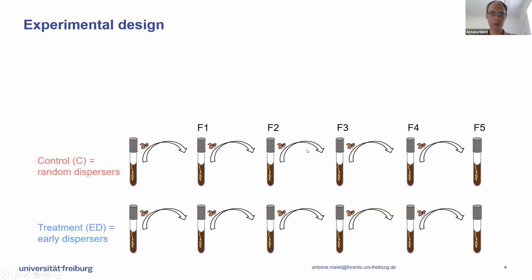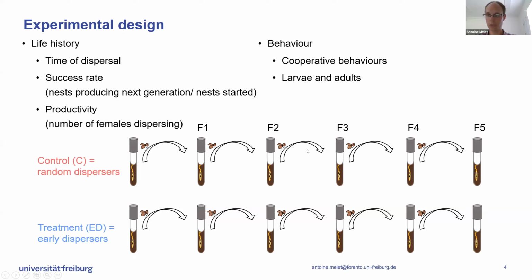From these different groups, I recorded the time of dispersal, so how many days between the very foundation of the nest till the dispersal of the offspring. I recorded the success rate, and I recorded the number of offspring dispersing from each nest, and I also recorded the behaviors, especially the cooperative behaviors, of both the larvae and adults, because the larvae are active, which is quite rare in social holometabolous insects. I will not present the whole data set.